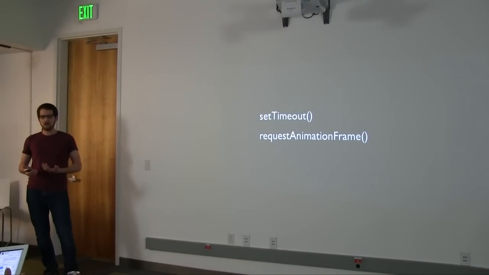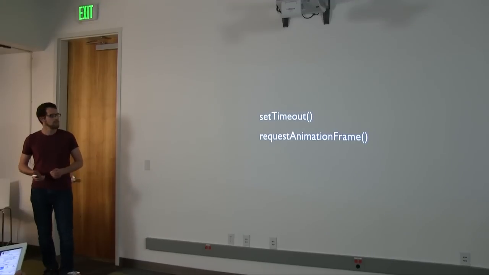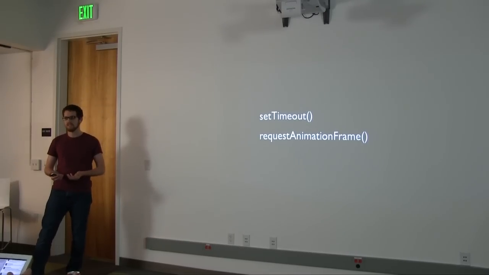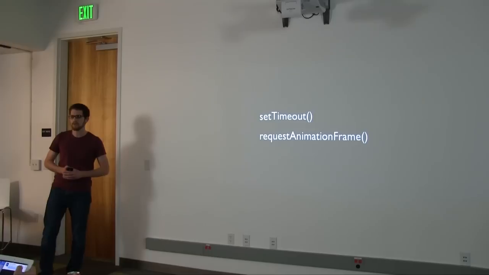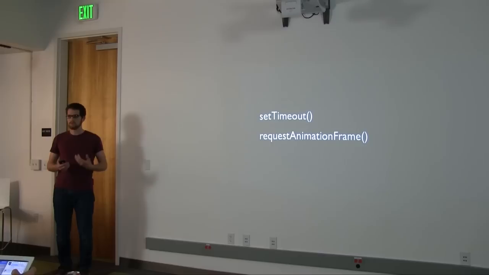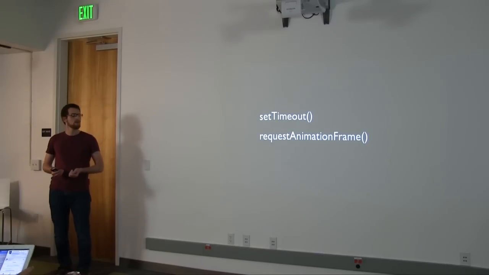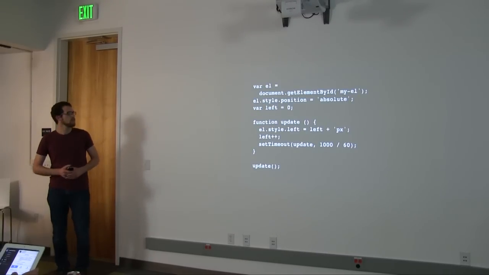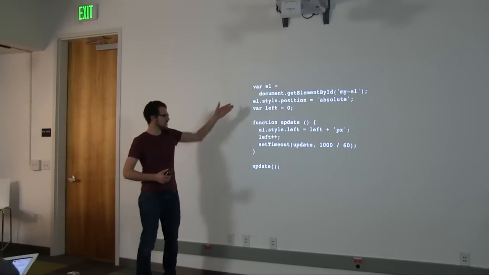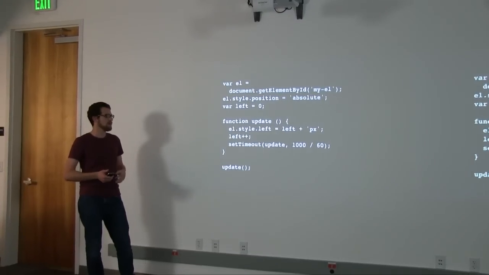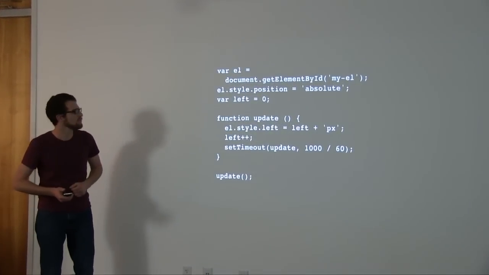If you're making an animation with pure JavaScript, you're either going to use setTimeout or requestAnimationFrame. These two methods are very similar. All they really do is schedule a function to be called at some point in the future. The only difference is that setTimeout allows you to request when you would like that to be called back, whereas requestAnimationFrame takes care of it for you. So here's a snippet of code that uses setTimeout to do a basic animation. It's a little dirty, but it's good enough for demonstration purposes.